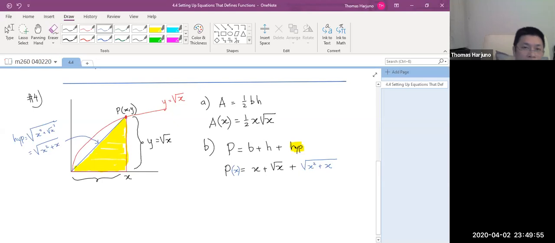Okay, again, in calculus, you will go on from here. For example, one of the questions maybe is like, find the x that gives us the largest triangle, or find the x that gives us the largest perimeter, like that. What we do right now is just to set up the function. Depends on what they want to see later on. That's for number 4.